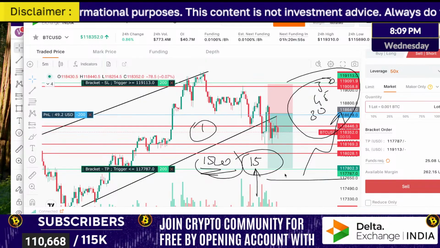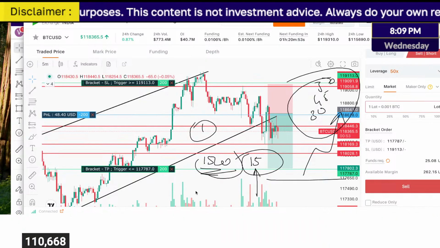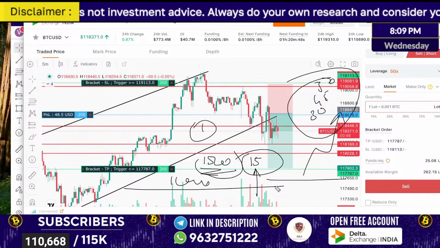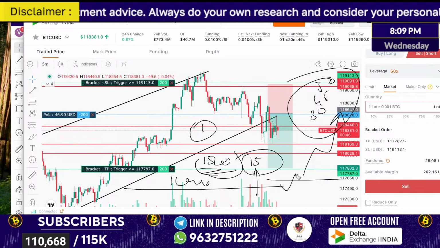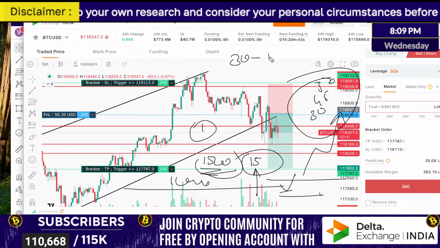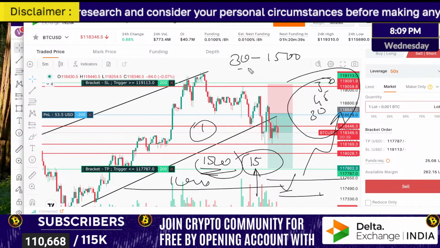So every day, if you start taking this trade with the capital that you have, 1 lakh rupees, how many days do you think you can trade if you make a loss every single day? 30 days you're trading. Every day 1500 rupees loss means how much is it?